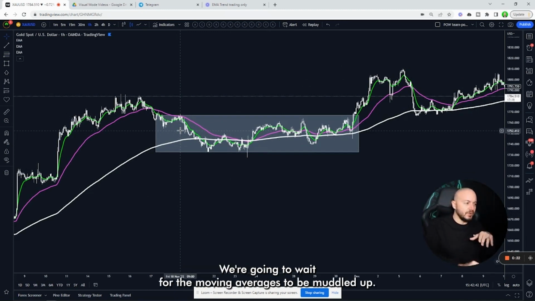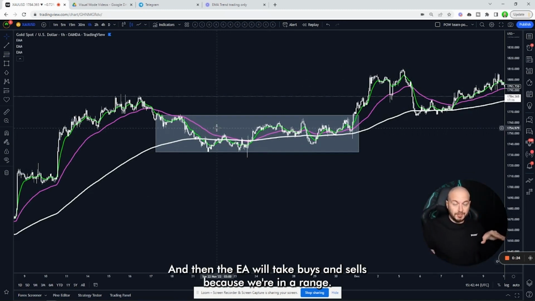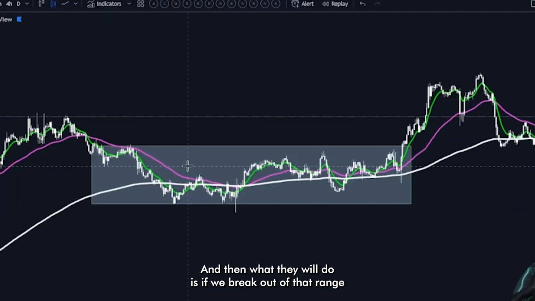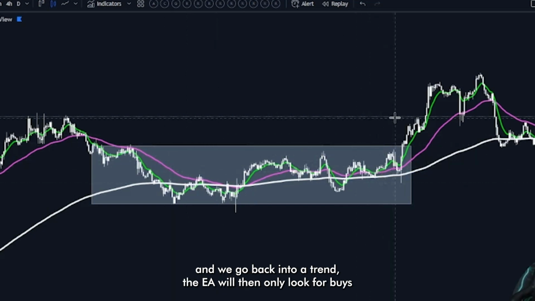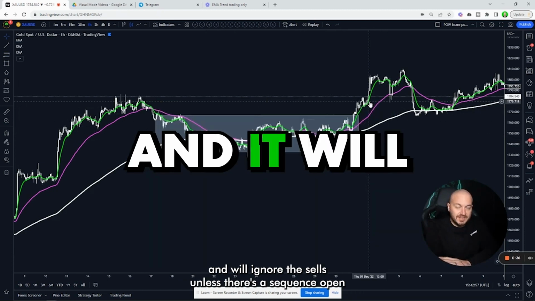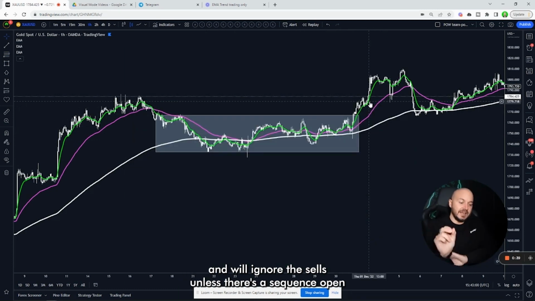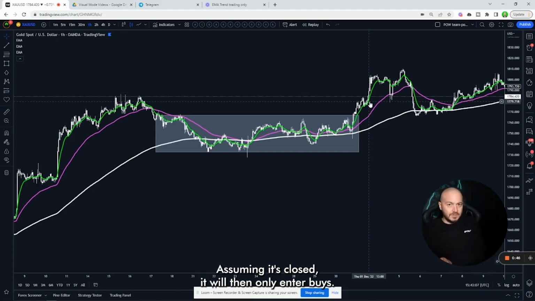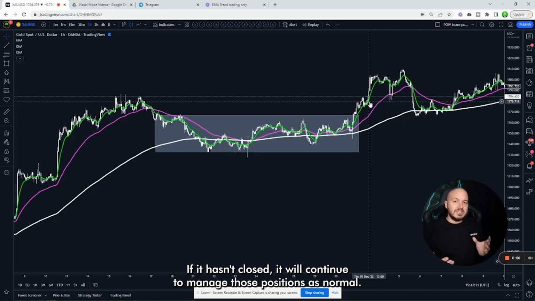We're going to wait for the moving averages to be muddled up, and then the EA will take buys and sells. Because we're in a range, that's a very effective strategy. And then what the EA will do is if we break out of that range and we go back into a trend, the EA will then only look for buys and it will ignore the sells, unless there's a sequence open, and then that needs to be managed, okay, until it closes. Assuming it's closed, it will then only enter buys.